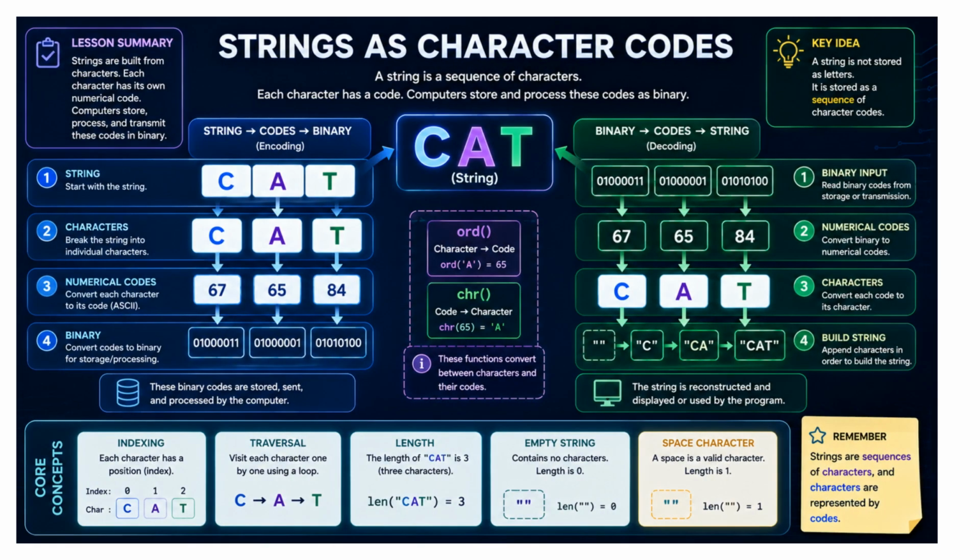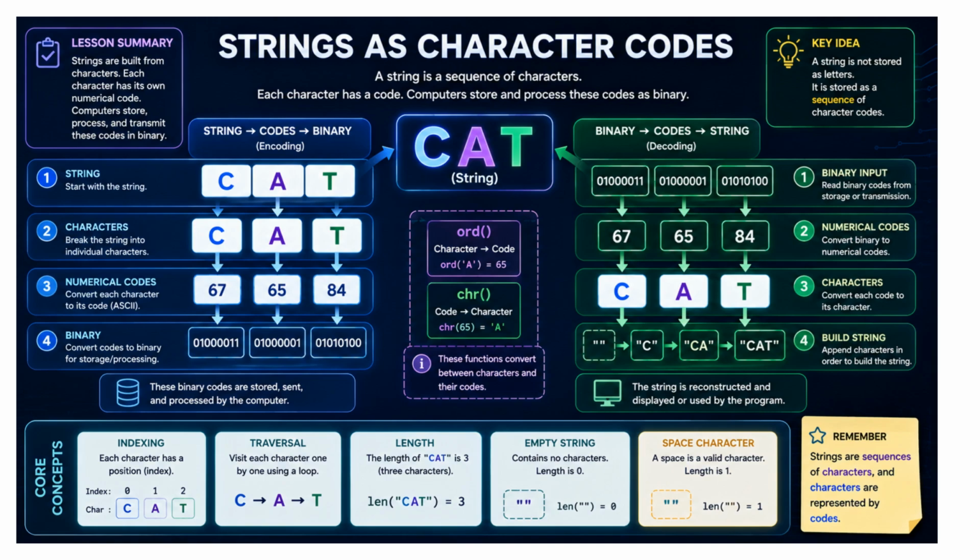Let's finish this lesson with a quick summary. A string is an ordered sequence of characters. Each character has its own numerical code. For example, the string cat contains C, A, and T. Their ASCII decimal codes are 67, 65, and 84. These codes can then be represented in binary, which the computer can store and process. We can use ORD to convert a character into its numerical code, and we can use CHR to convert a numerical code back into a character.